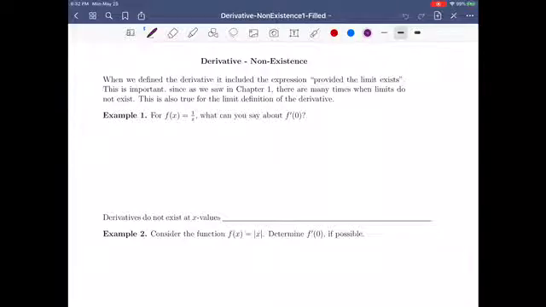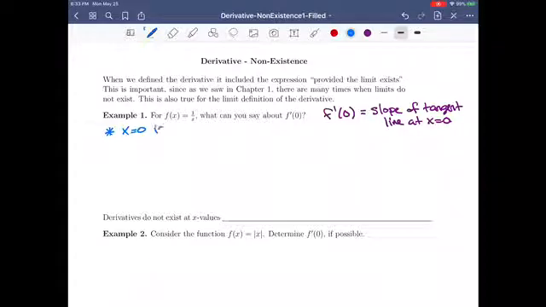So first of all, let's think about the function f of x is 1 over x. What if we wanted to talk about the derivative at 0? Remember that f prime of 0, if you think of the tangent line interpretation, is the slope of the tangent line at x equals 0, or the slope of the line that's tangent to the graph f of x at x equals 0. But there's a problem here. x equals 0 is not in the domain.